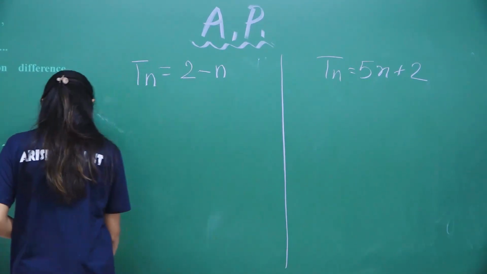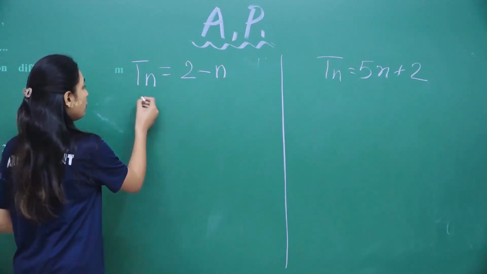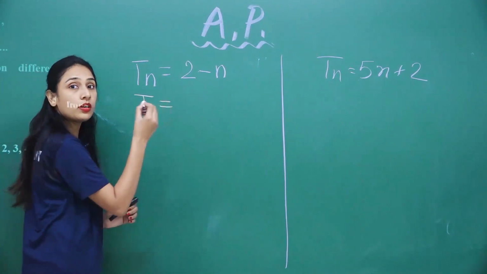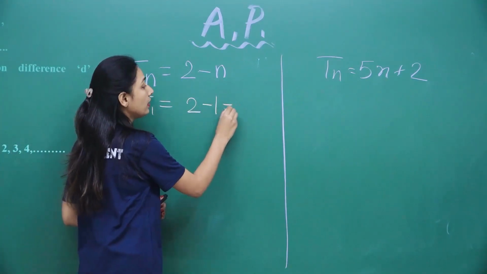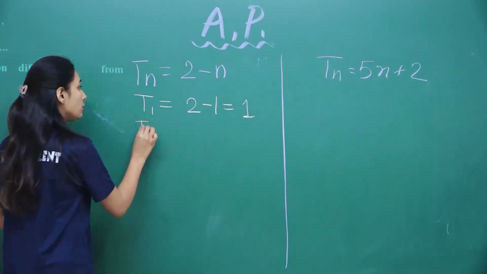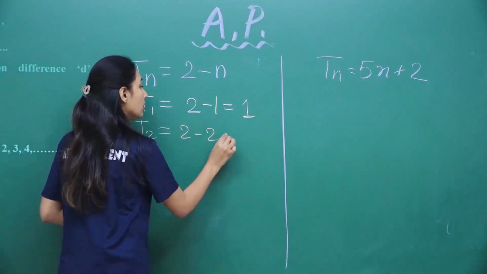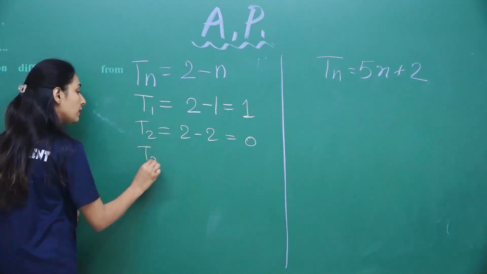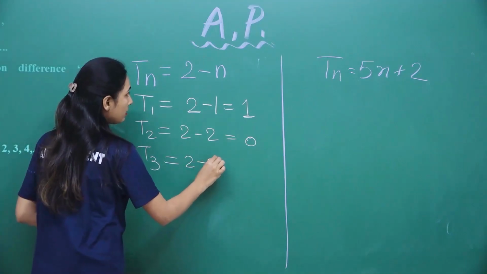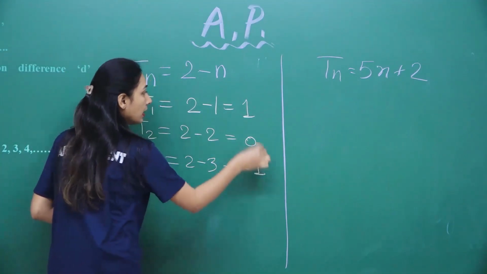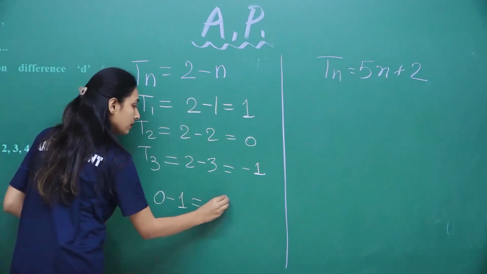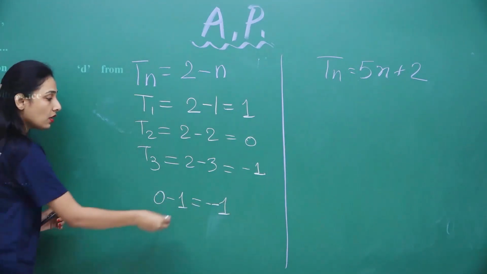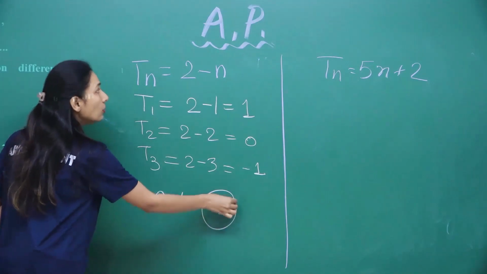If we talk about this one here, that will be T1. That means the first term will be 2 minus 1, that will be 1. Again, T2 will be equal to 2 minus 2, 0. And then T3 will be equal to 2 minus 3, that will be minus 1. Now, if you take T2 minus T1, that will be minus 1. That means the common difference is what? Minus 1.